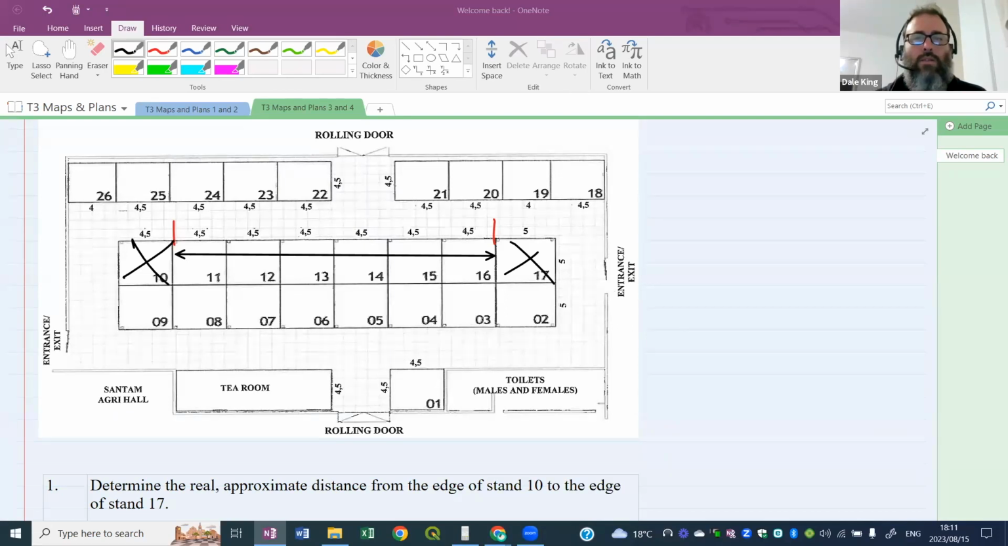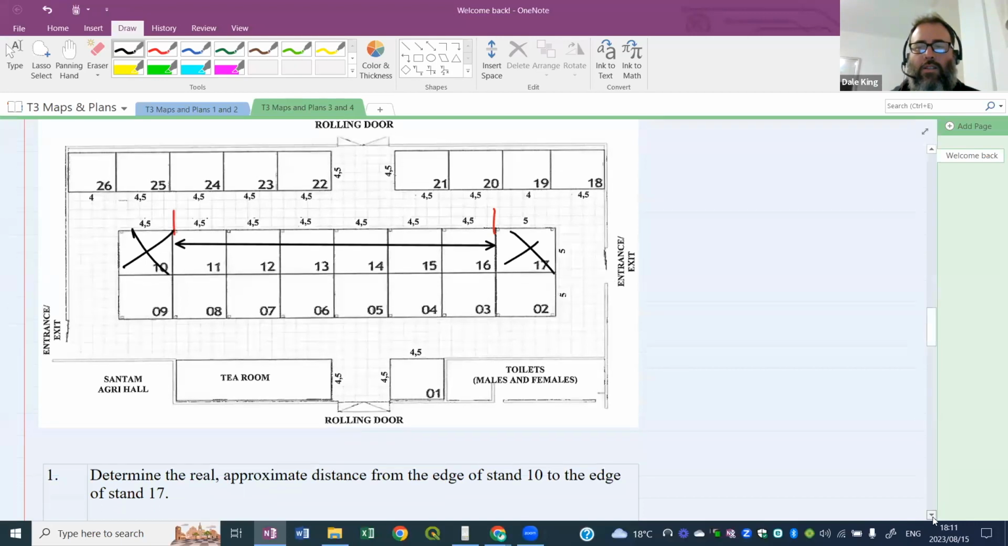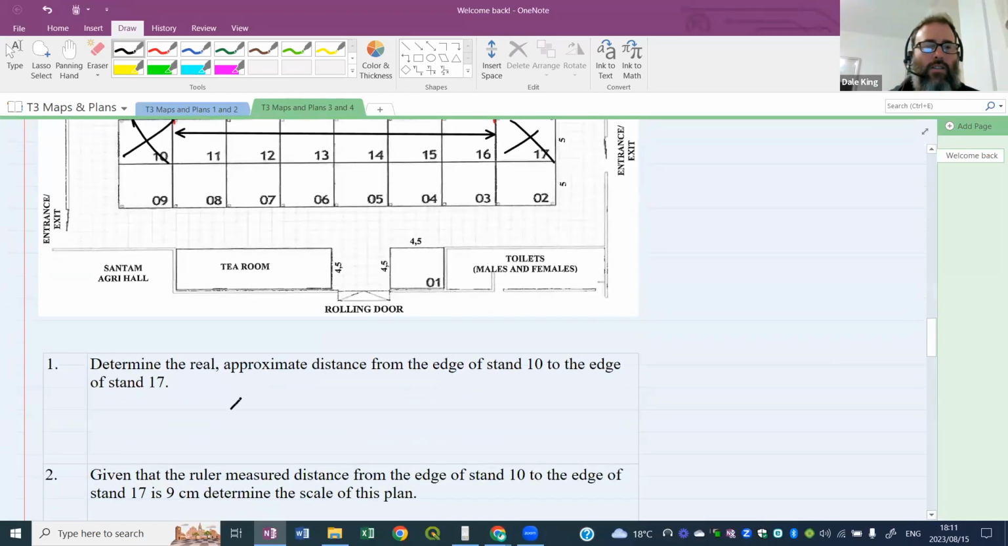Basically, you can say 4,5 times 1, 2, 3, 4, 5, 6. 4,5 times 6. Excellent. That will give you the total answer being 27. Excellent. Thank you, Emmanuel. Thank you very much, sir. Thanks for being somebody. All right, there we go. That's the approximate distance from the edge of stand 10 to the edge of stand 17: 27 meters. I hope you guys can see that.